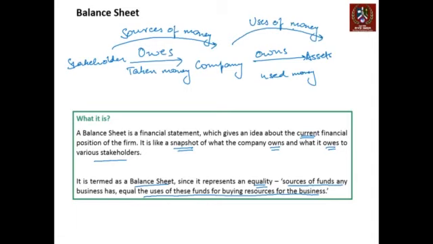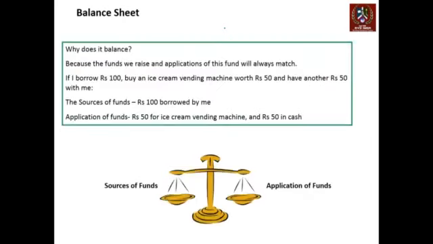At any given point of time, a balance sheet cannot not match. It has to remain matched. After every transaction that the company does, the balance sheet has to match. And why is that? It is because the sources of money have to be equivalent to the uses of money at any given point of time, right? We'll understand this more as we go along. But let's first understand why it balances, right? Because the funds we raise and the applications of these funds will always match.